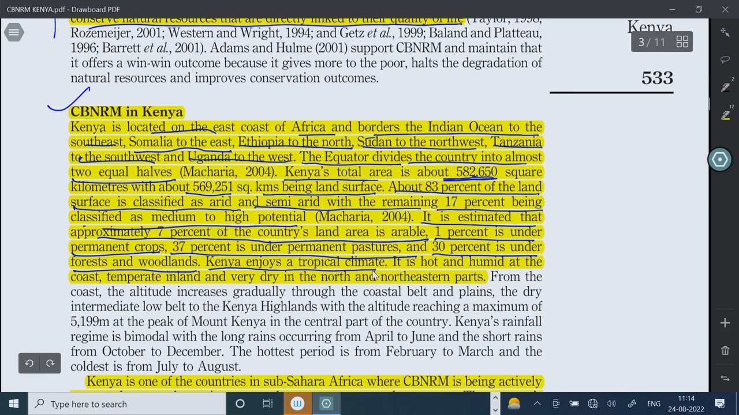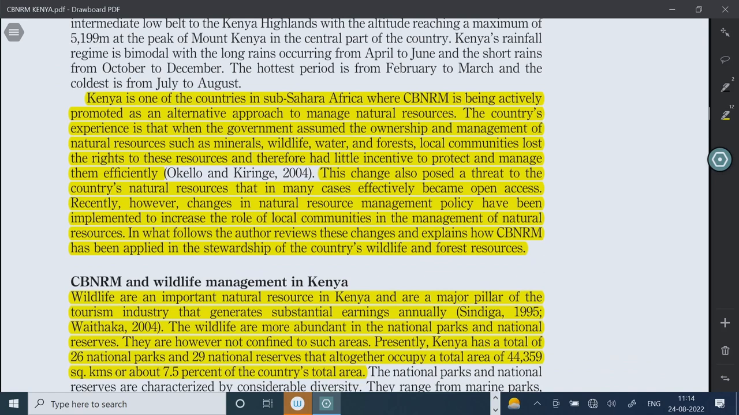Kenya enjoys a tropical climate like ours. It is hot and humid at the coast, temperate inland, and very dry in the north and northwestern part. So, this is the setting in which we are going to discuss how CBNRM can actually work there. Kenya is also one of the countries in sub-Saharan Africa where CBNRM is being actively promoted as an alternative approach to natural resource management. The country has experienced that whenever the government assumes ownership or management of natural resources, such as wildlife, water and minerals, local communities lose their rights to these resources, and therefore very little incentive remains with the local people to protect and manage them efficiently.